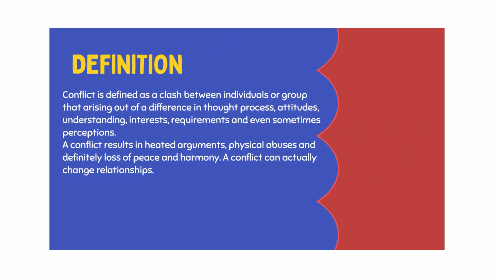And after that, we're gonna talk about the definition of conflict. The definition of conflict is a clash between individuals or groups arising out of differences in type of process, attitude, understanding, interest, requirement, and even sometimes perceptions. A conflict results in heated argument, physical abuse, and definite loss of peace and harmony. A conflict can actually change relationships. A conflict can not only arise with individuals or groups, but also among countries, political parties, and states as well. A small conflict not controlled at the correct time may lead to a large war and rift among countries, leading to major unrest and disharmony.